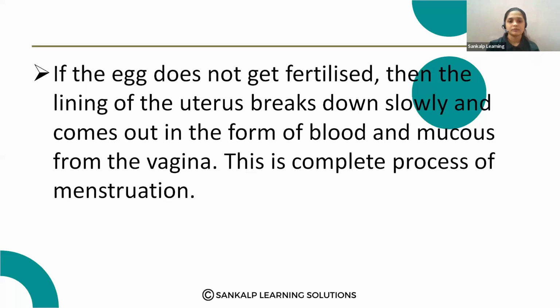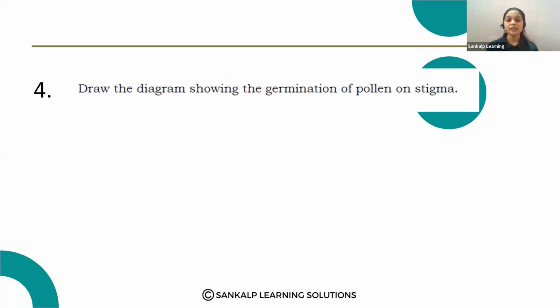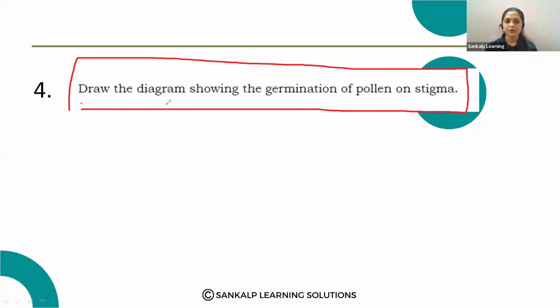So next question. Draw the diagram showing the germination of pollen on stigma. This diagram is very, very important. Note down this question. Very important question. For this question, you should draw the diagram. I will show which diagram we should practice. So note down the question first.